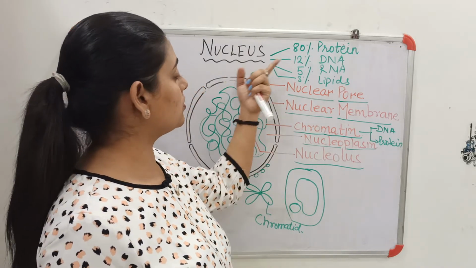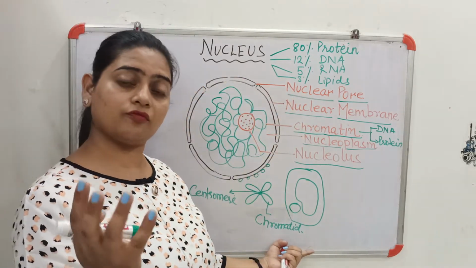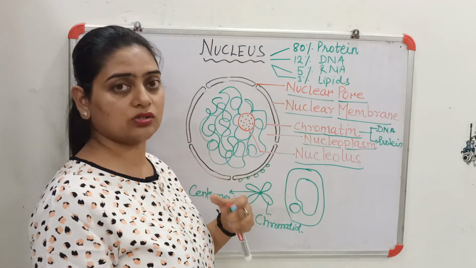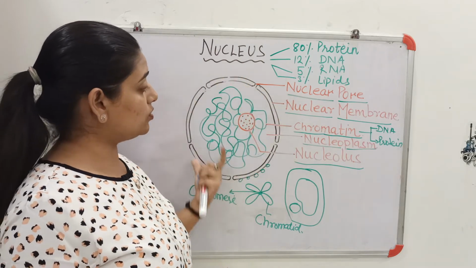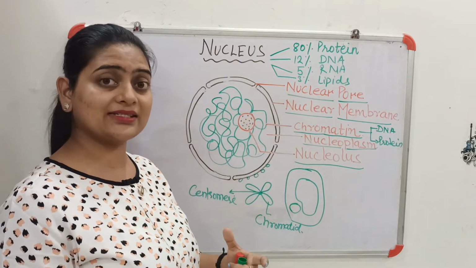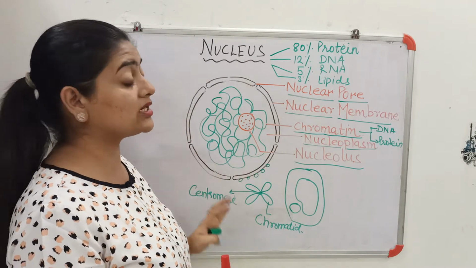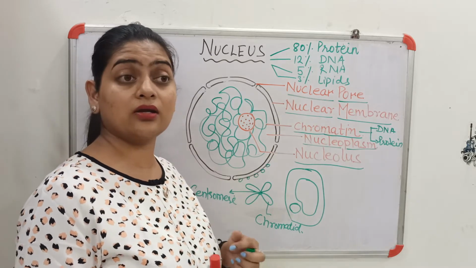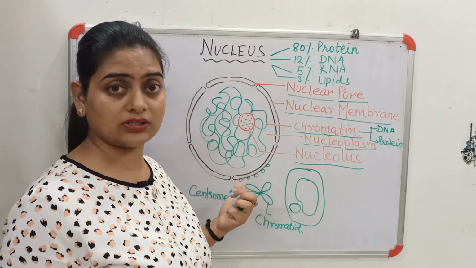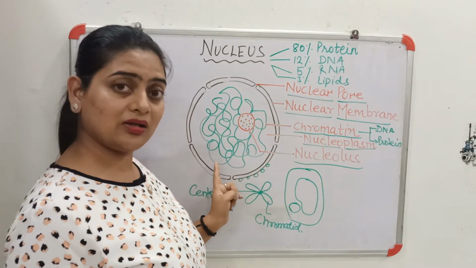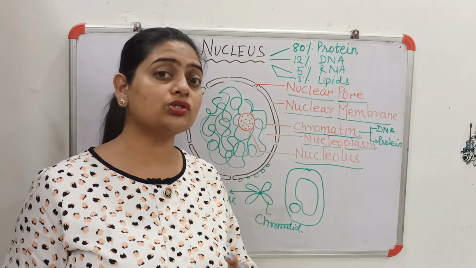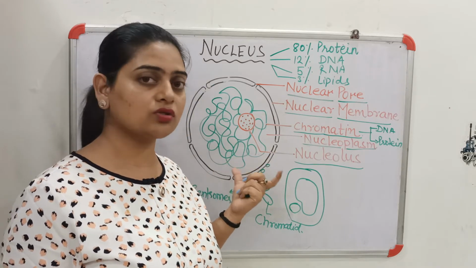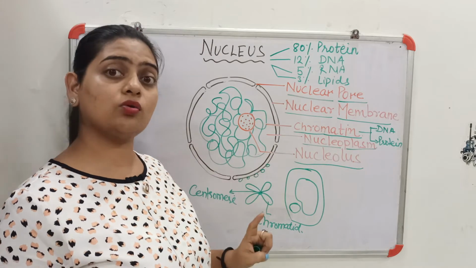Now, by seeing the structure, you can find out the functions. Quickly we can just discuss the functions. Since it is present inside the cell, and it has so many things, it controls all the cellular activities of the cell. It plays a great role in cellular metabolism. Now it has genetic material. That means when cell division has to happen, if nuclear division does not happen, then cell division will also not happen.